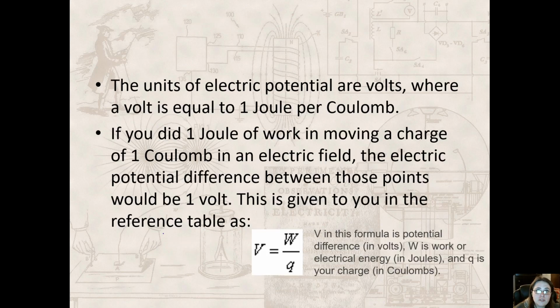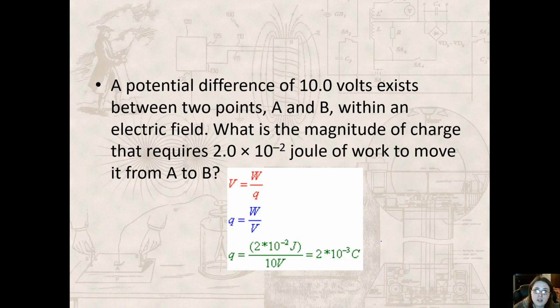Okay, so the unit of electric potential is a volt, and the volt is equal to 1 joule per coulomb. If you did 1 joule of work in moving a charge of 1 coulomb in an electric field, the electric potential difference between those points would be 1 volt. This is in your reference table. This is the equation we're talking about, where V is in volts, W is work in joules, and Q is your charge in coulombs. So here's an example.